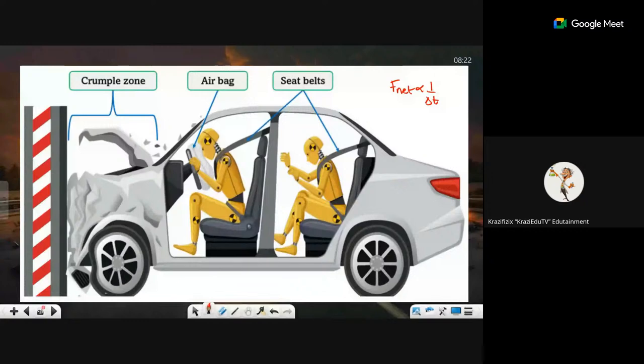Okay, and I'll go back. Let me finish this slide. All these things: number one, arrestor beds. Number two, please write it down, crumble zone. Number three, airbags. Number four, seat belts.